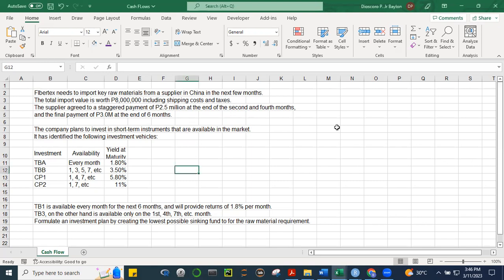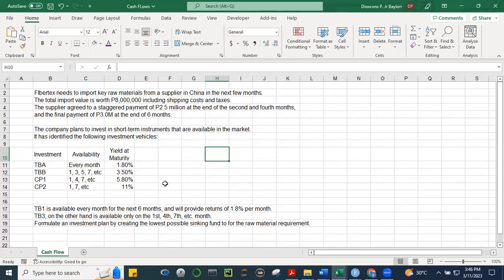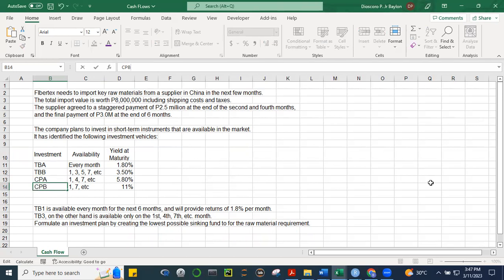Now the company would want to establish a sinking fund. The objective of a sinking fund is to set aside a particular fund, and that fund will be earmarked for whatever purpose. So the objective here is to set up a sinking fund and then put it in short-term investments. The short-term investments here are Treasury Bill A, Treasury Bill B, Commercial Paper A, and Commercial Paper B. So these are the potential investment vehicles that the company identified.